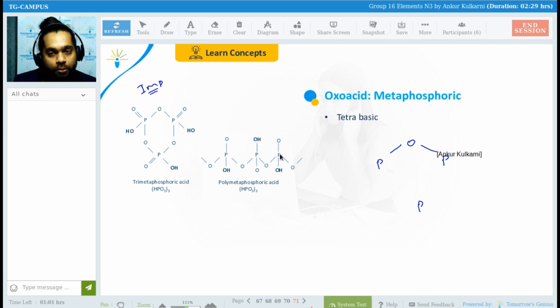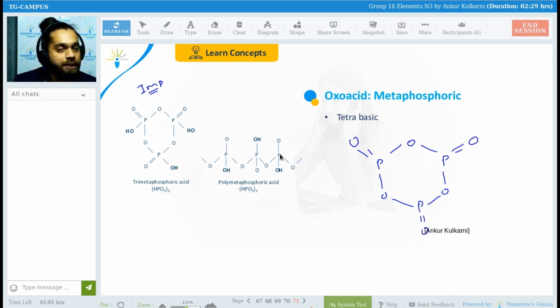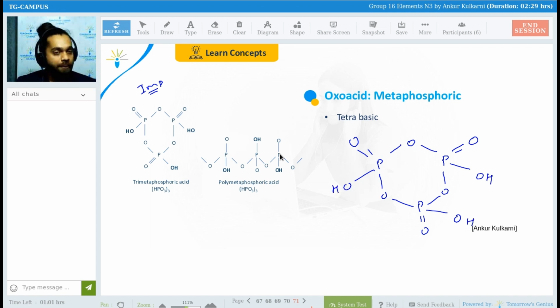Again, POP bonds, O, O, O. Then we know it contains double bond O, double bond O, double bond O. Now how many oxygens are left after this? 1, 2, 3, 4, 5, 6 are done. HPO3 thrice means 3 oxygens are left. So 1 oxygen, 2 oxygen, 3 oxygen. How many hydrogens? We have 3 hydrogens. Getting my point? It looks complex, but it is very easy.